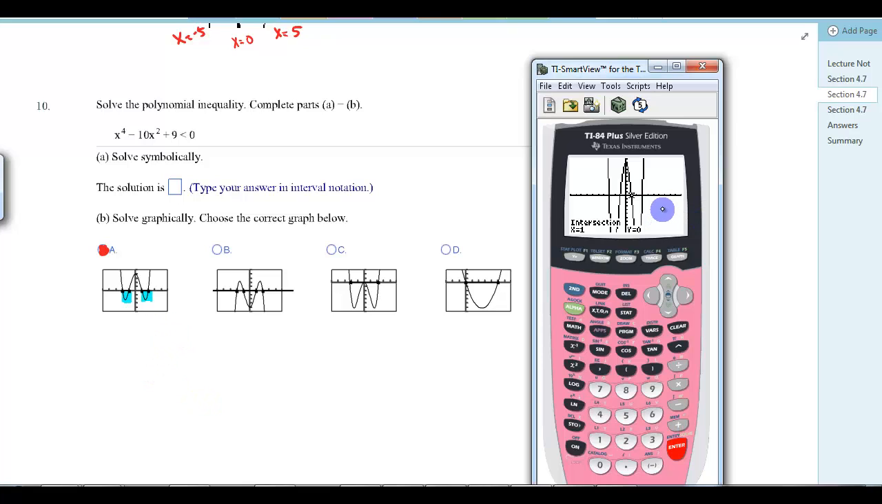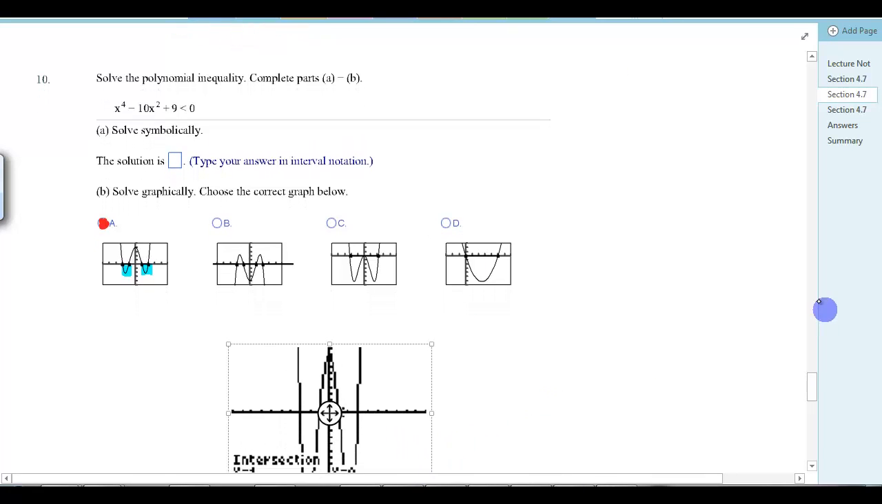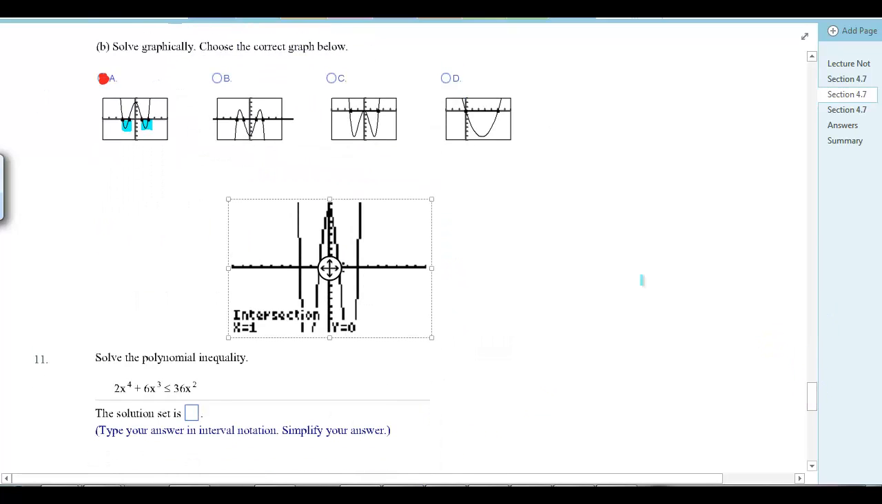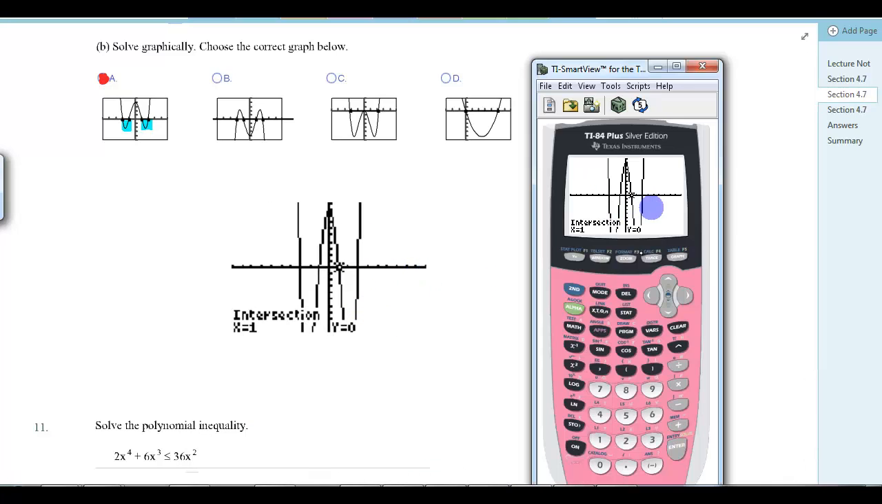So let's see. All right. I'm going to make this a little bit bigger. All right. So we have an x equals 1 right there. Let's find the other ones. Oh, I went to the same thing, sorry.